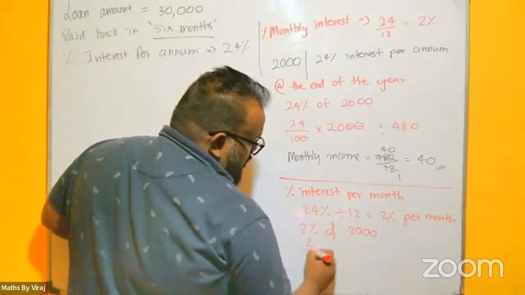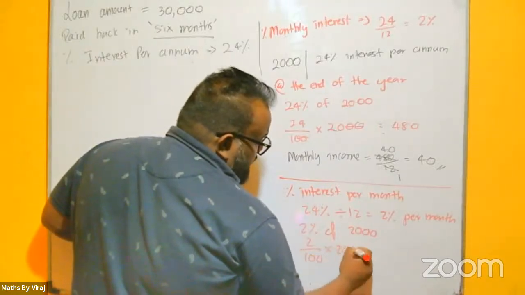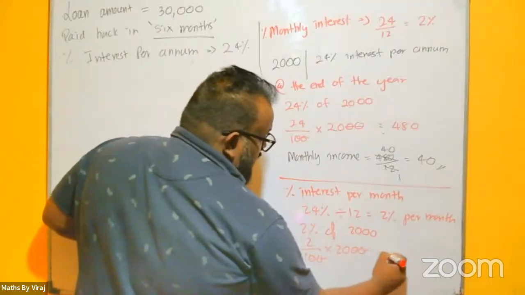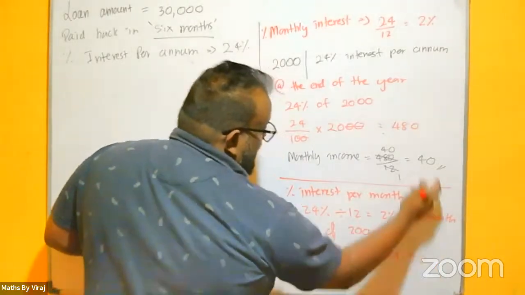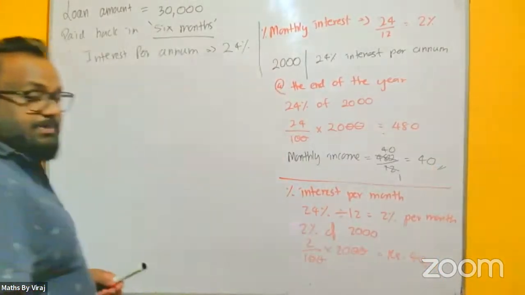2,000. That would be 2 over 100 into 2,000. How much will that be? That will be rupees 40. You see that the calculation gives the same answer.